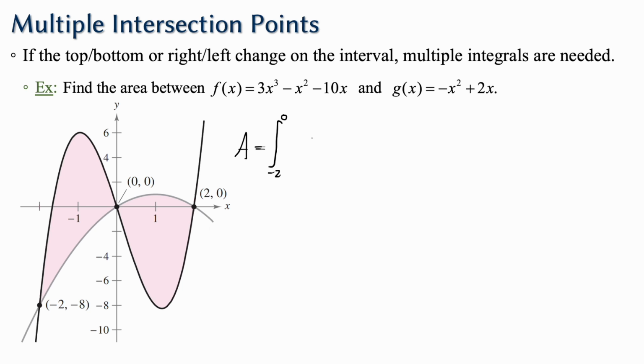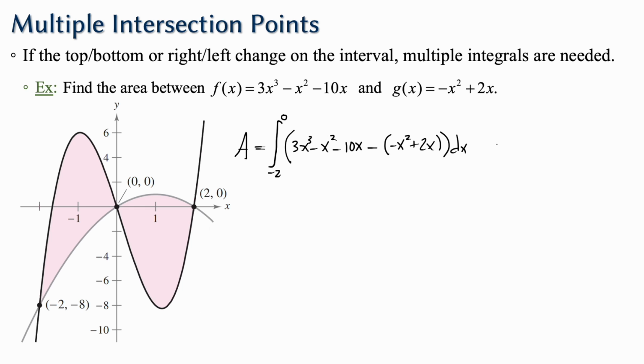The top, again, is the cubic. So we're going to take the 3x to the third minus x squared minus 10x. And then we subtract from that the quadratic, okay? And again, I need to put this in parentheses because we need to subtract both of those pieces. Now, if you don't want too many sets of parentheses, as you do this, you could just distribute and call this plus x squared minus 2x. But I just want to emphasize this is the top and this is the bottom.